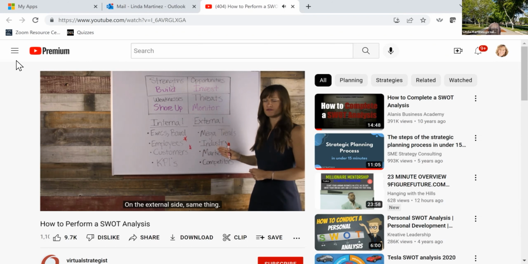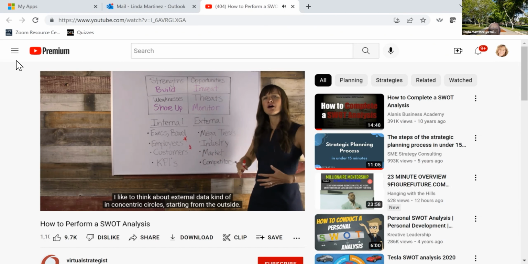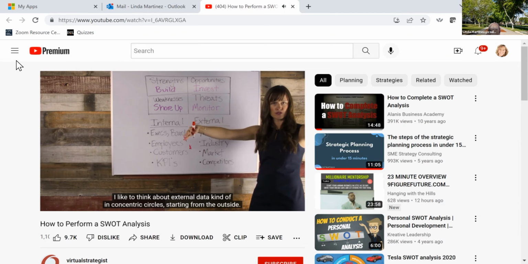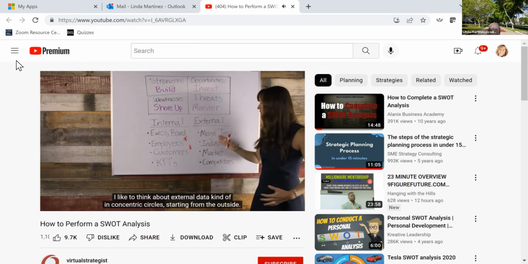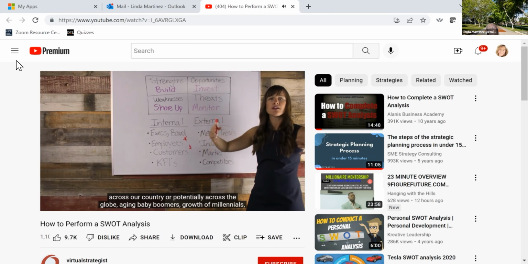On the external side, same thing. What are your information sources? I like to think about external data kind of in concentric circles, starting from the outside. Mega trends. Those are those really big things that are impacting most all organizations across our country or potentially across the globe. Aging baby boomers, growth of millennials, that type of thing.